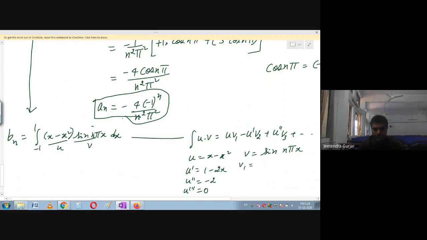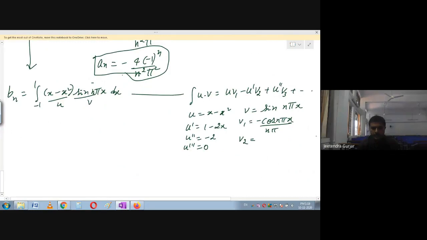Similarly, v1 will be equal to sine, now minus cos n pi x upon n pi. Again integrate the same, v2 will become minus sine n pi x upon n square pi square. v3 will be equal to minus into minus, which becomes plus, so cos n pi x upon n cube pi cube.